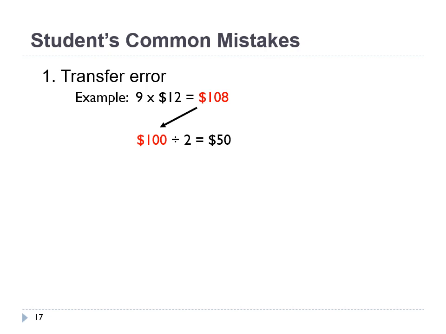Now I'm going to share some of the common mistakes made by the students. Number one is transfer error. In this case, you will see 9 times 12 equals 108. The calculation is correct, but the number is transferred wrongly, resulting in calculation error.